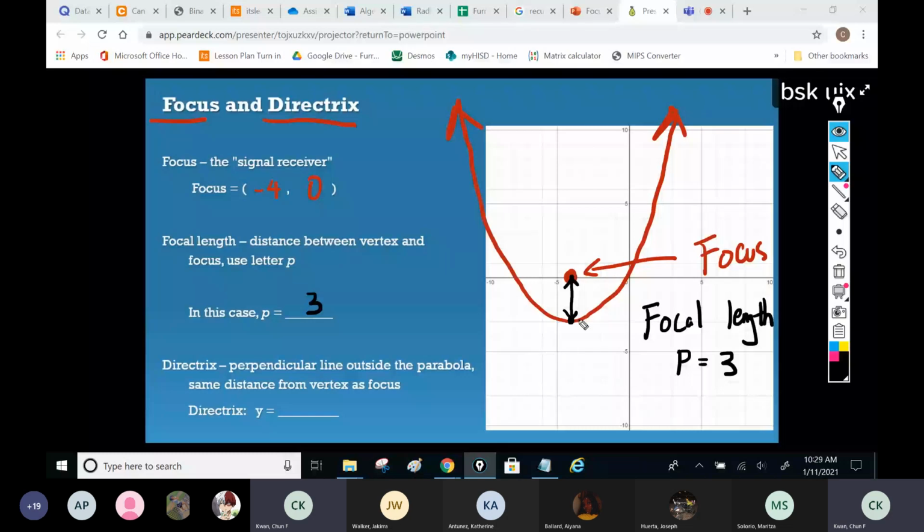And then the focal length can be positive or negative. It depends on the orientation of the graph. If this is right side up, you got a positive. If the graph is upside down, like that, the focal length is going to become negative. So it depends on if the graph is right side up or upside down.